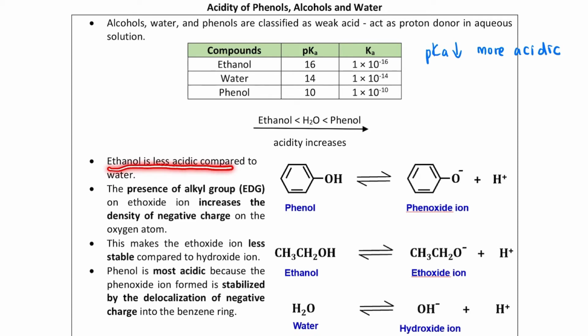It says ethanol is less acidic compared to water. Yes, that is what we just said. And the presence of the alkyl group, an EDG, on the ethoxide ion increases the density of negative charge on the oxygen atom. I think it is better for us to look at this diagram. Earlier we said acidity depends on the stability of the conjugate base. For phenol, the conjugate base is the phenoxide ion. For ethanol, the H comes out, so it becomes the ethoxide ion, or any alcohol, no matter how many carbons. It becomes like this: O minus, the ethoxide ion.